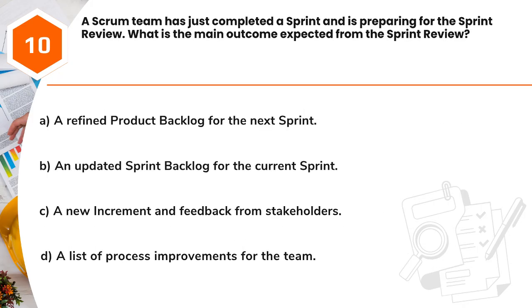Question 10. A Scrum team has just completed a sprint and is preparing for the sprint review. What is the main outcome expected from the sprint review? A. A refined product backlog for the next sprint. B. An updated sprint backlog for the current sprint. C. A new increment and feedback from stakeholders. D. A list of process improvements for the team.